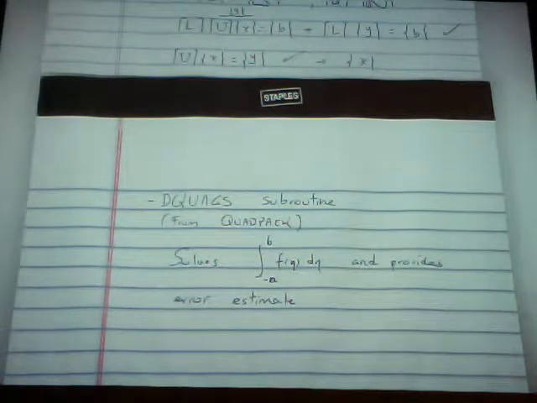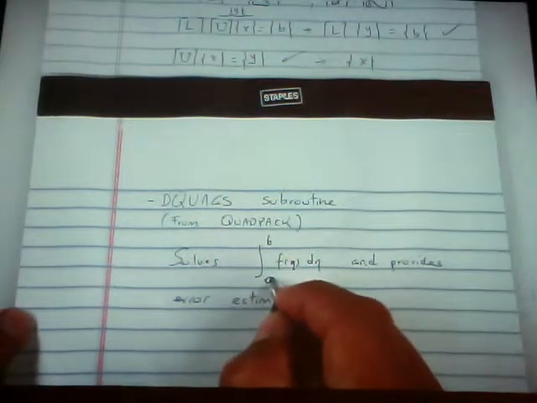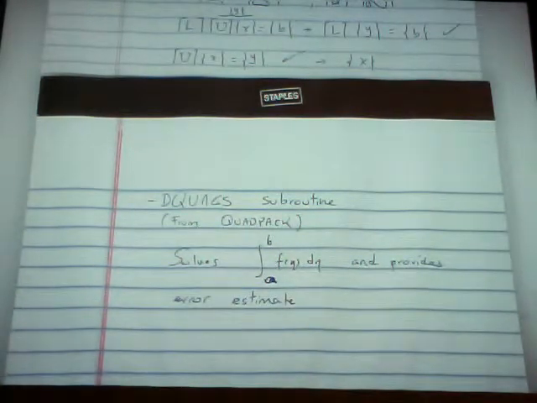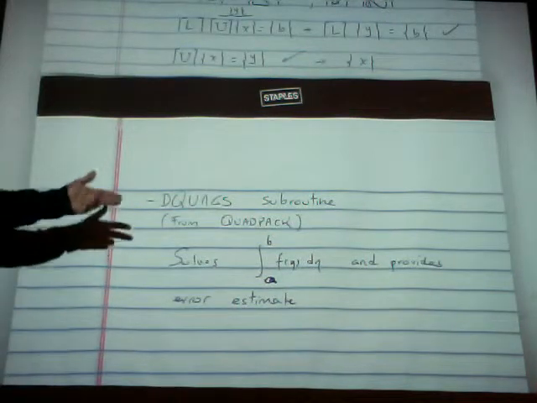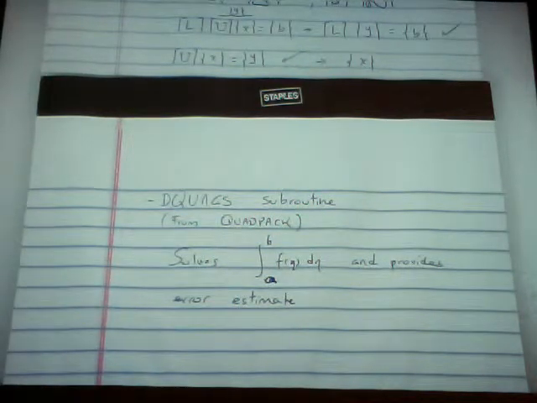I'm sorry, from A to B. Just from A to B. So you specify the limits of integration, specify the error bounds, tolerance, and it'll give you an answer and an error estimate. And it uses obviously Gaussian or Gauss-Kronrod quadratures.